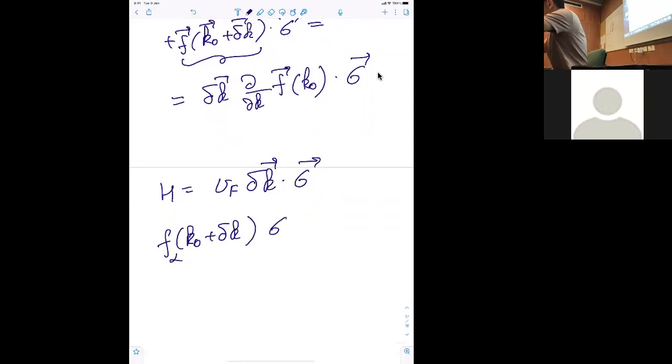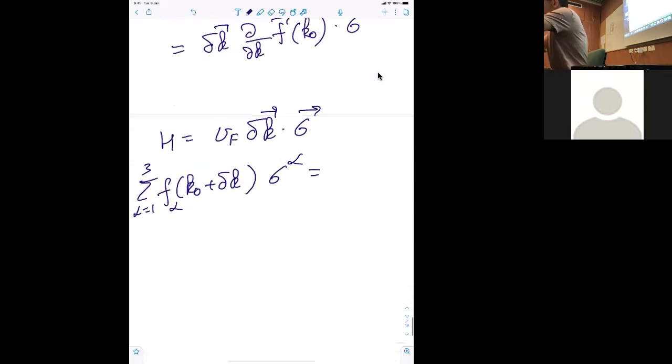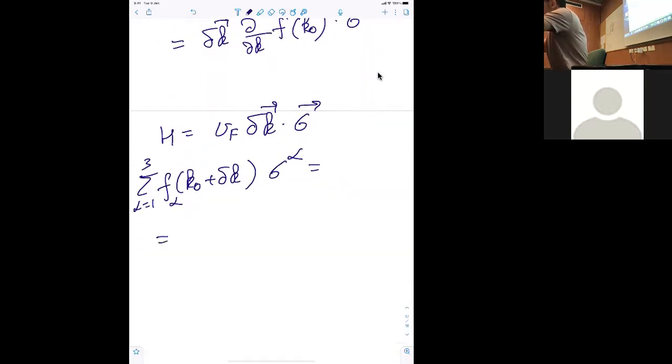So alpha sigma, sum over alpha running from 1 to 3. Let's write this dropping constant terms. We'll get delta k component beta, d over dk beta of f alpha at k0, sigma, and then sum with respect to alpha and beta.